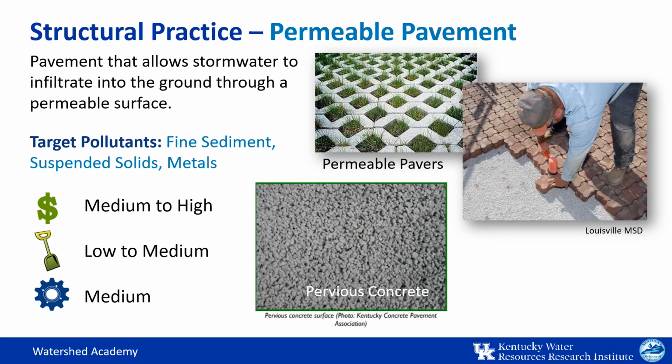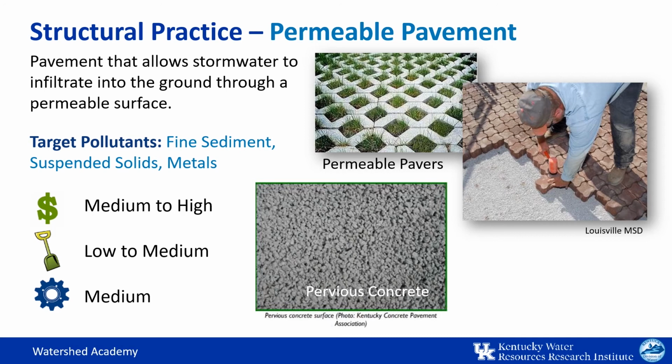Pervious concrete is a permeable pavement that allows water to infiltrate into the subsoil through the pavement surface and base layers. It is designed without any fine material, resulting in a mixture that has large void spaces. Pervious concrete should be used over soils that allow sufficient infiltration rates. The Louisville Stormwater BMP Manual recommends subsoils with a permeability of at least 0.5 inches per hour.